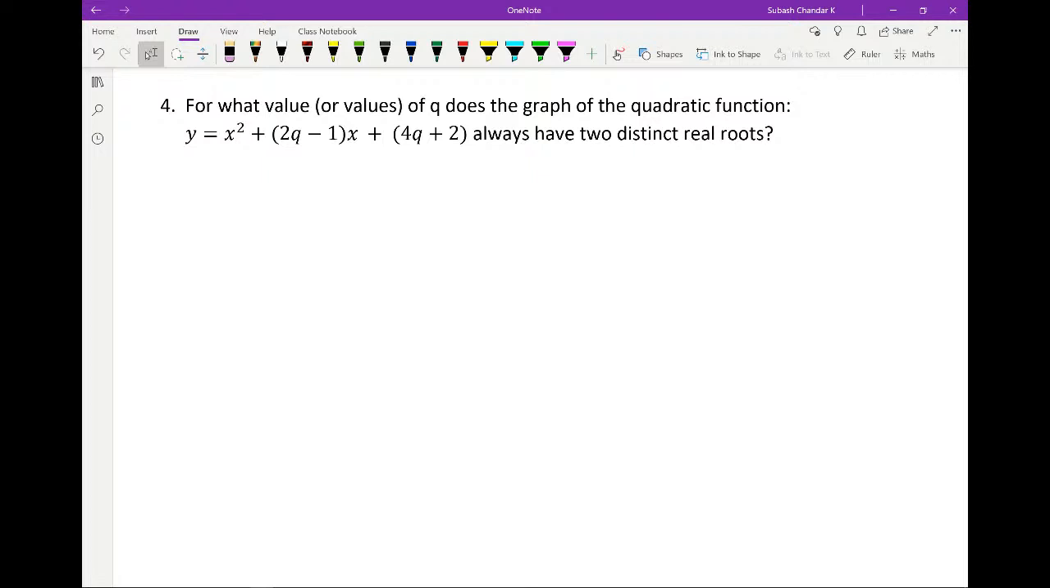So in this question here, it basically says two distinct real roots. If it's two roots, then the parabola looks like this, and it's going to have two clear roots. Because of that, we know that b squared minus 4ac has to be bigger than 0.